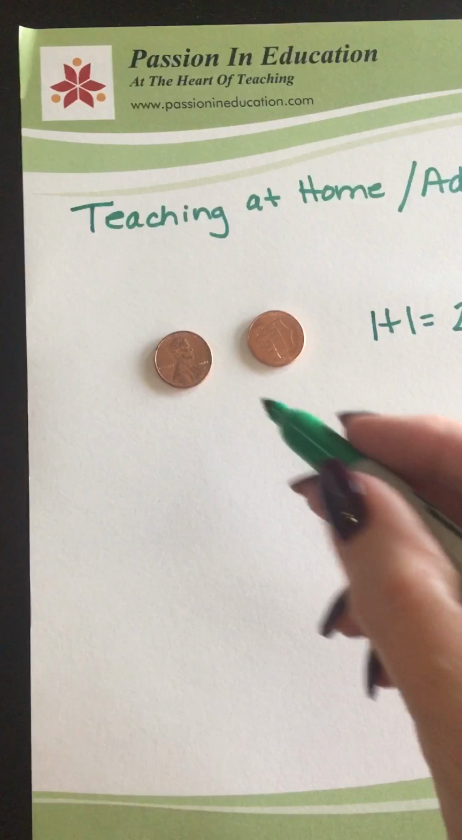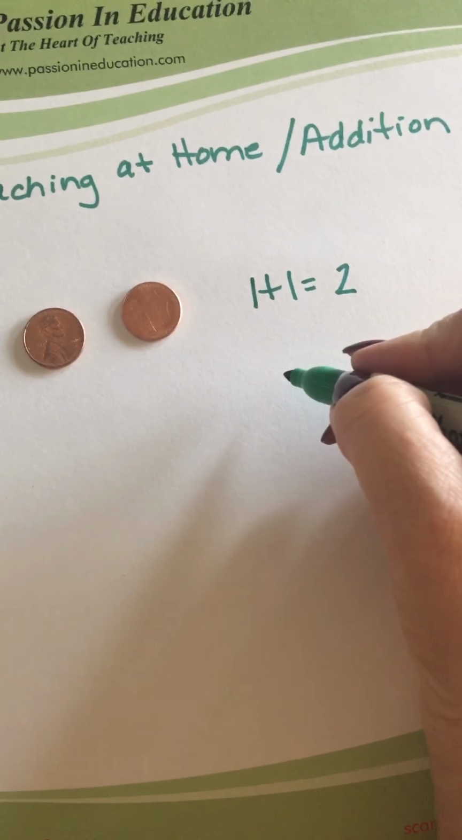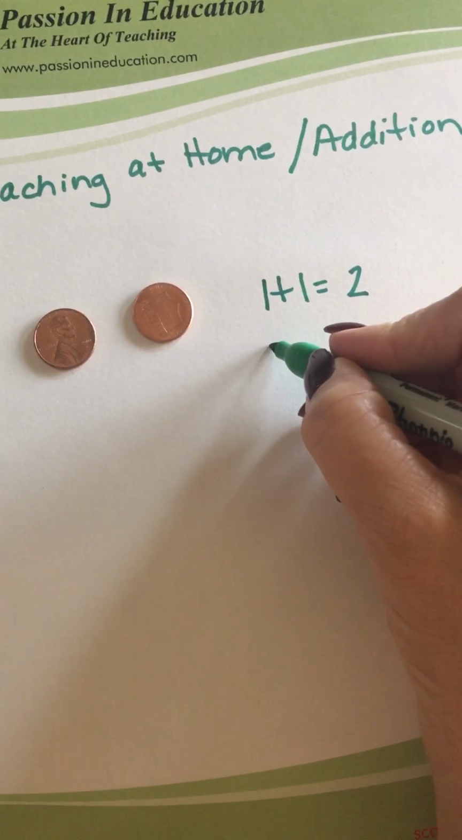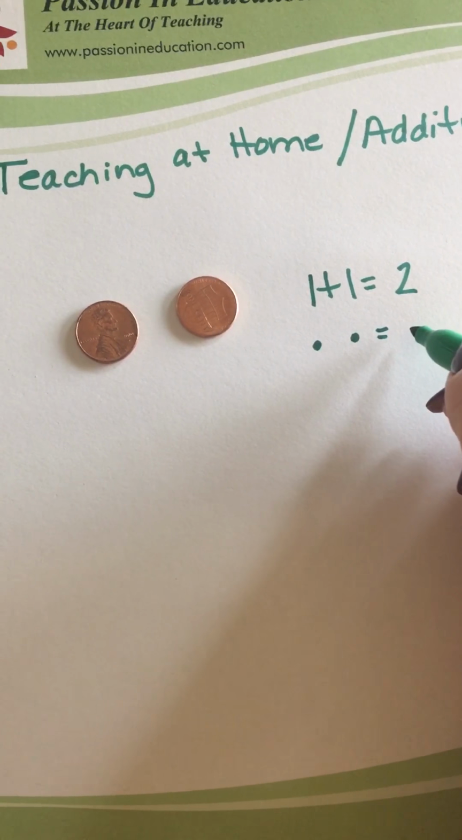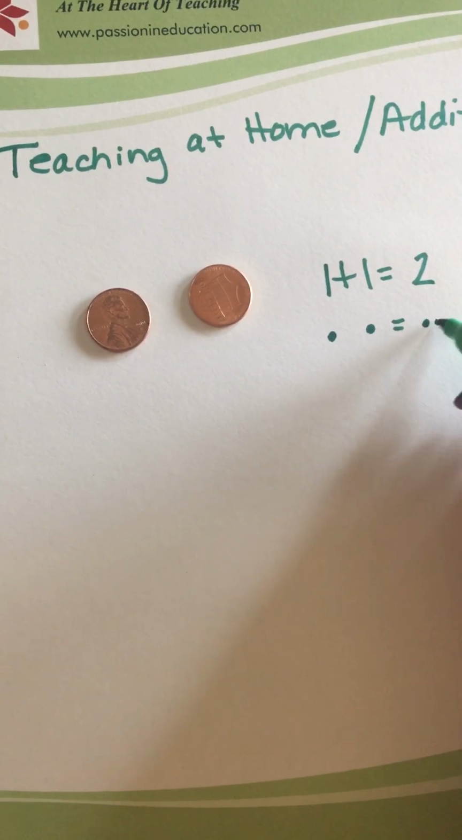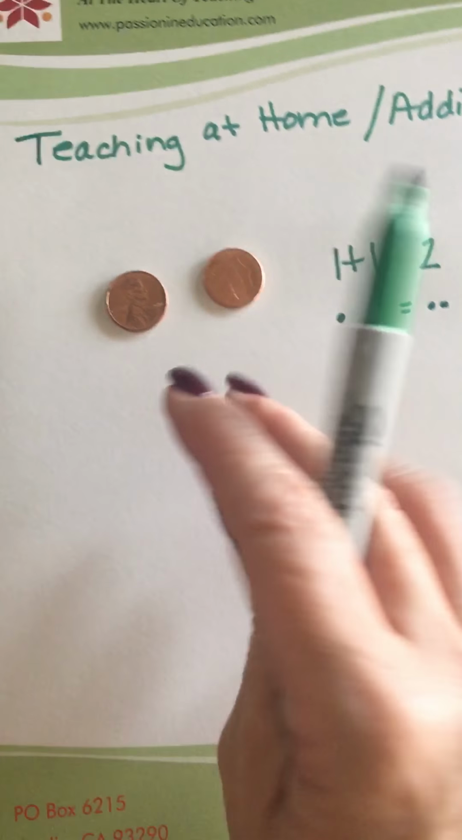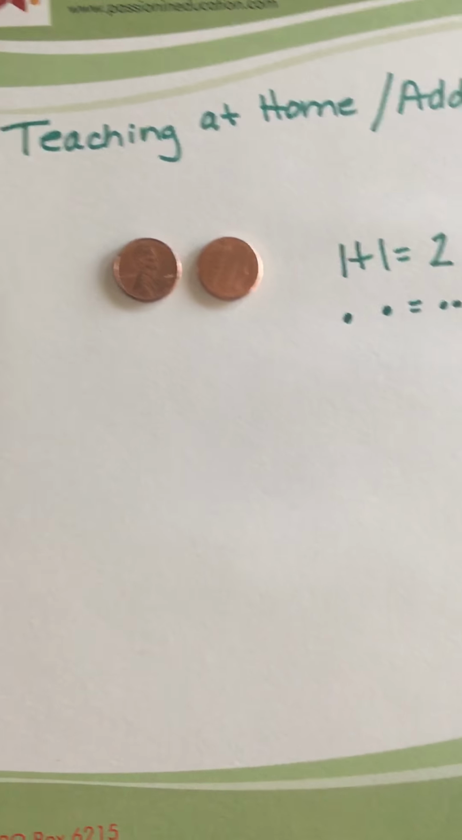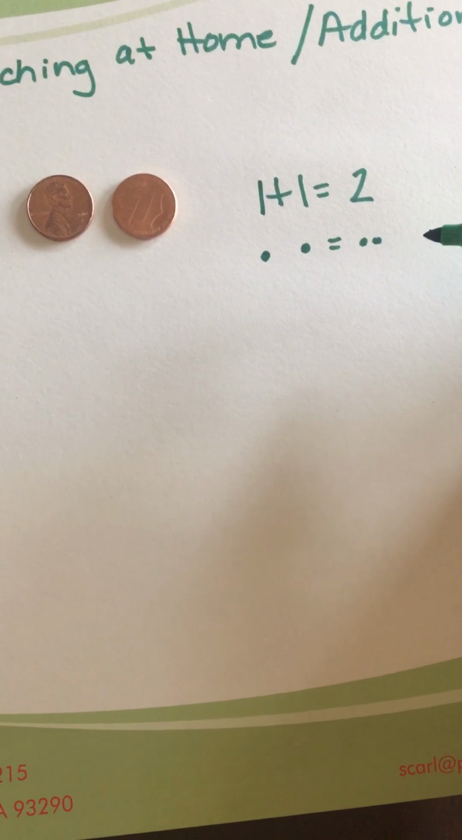And then representational means how could I represent it on my own if I don't have any manipulatives with me. So here's a dot, 1 and 1. And how many dots do they have? 2 dots. They can count them. 1, 2. So 1 plus 1 is 2. So this is your concrete, your foundation, what will stick in their mind. This is your abstract, and this is your representational.